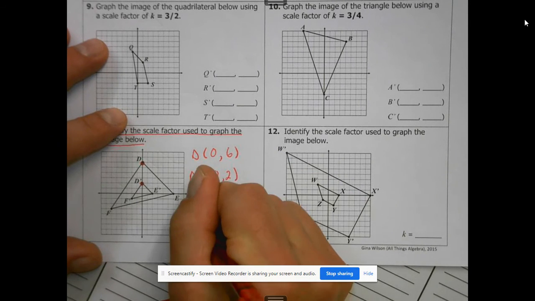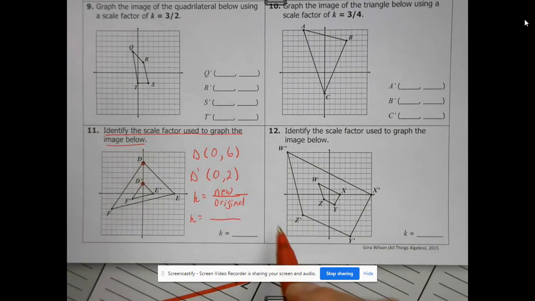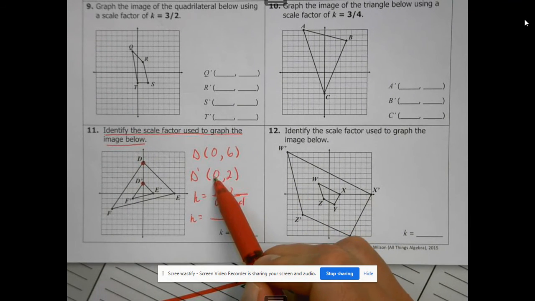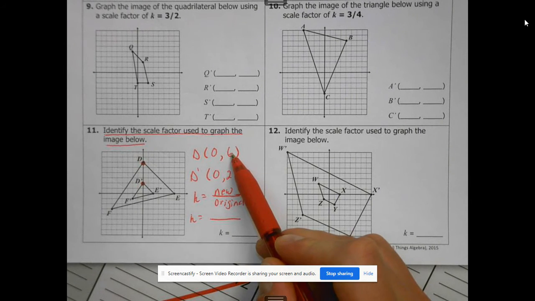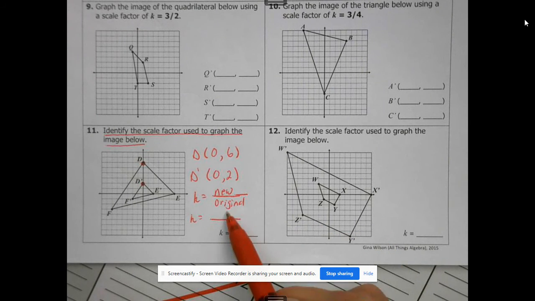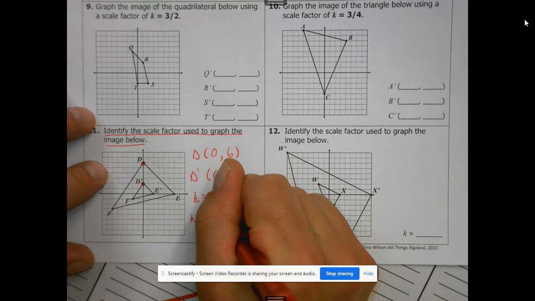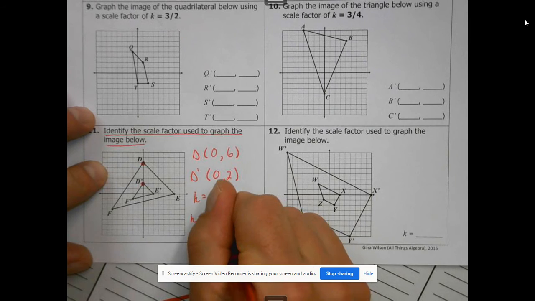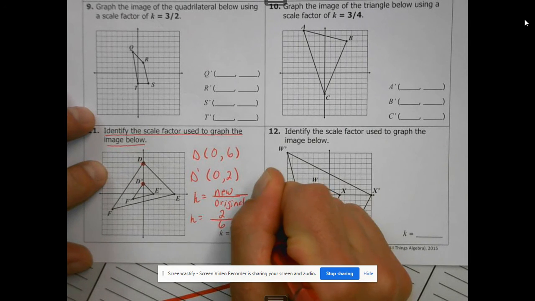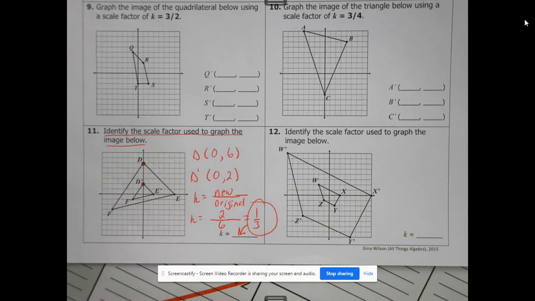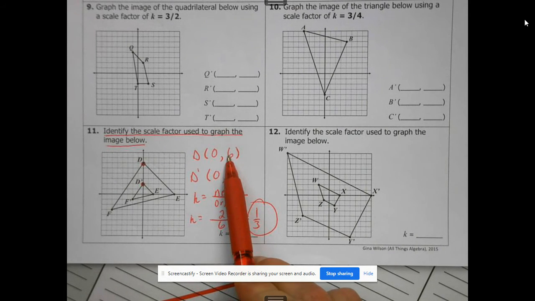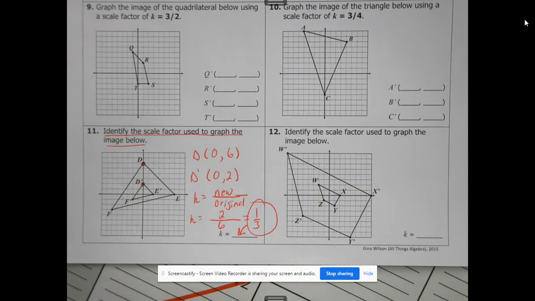So if I look at my points here, well, I can't do much with the zeros, right? But if I take the new point from D prime and I divide that by the old point from D, that will give me the scale factor. So the new point is 2, the old point is 6, and I can reduce that to 1/3, which is my scale factor. Just remember, take the new points, divide by the original or the old points. It's all the same thing.